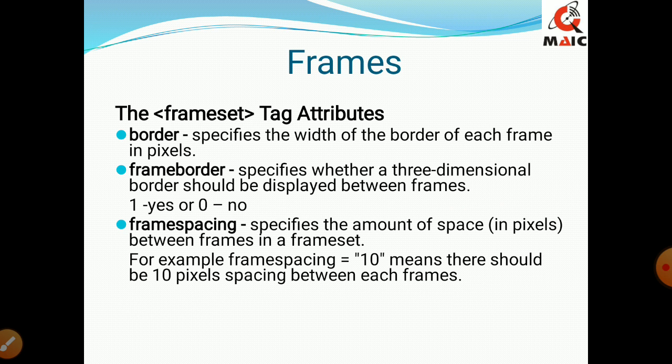Now other attributes which are used in the frameset are border, which specifies the border of each frame in pixels. Frameborder, if we need the frame to have a 3-dimensional border, then we can use it as 1, which signifies yes, and 0 for no. Now frame spacing, what does it mean? The amount of space between the frames in a frameset. If we give it as 10, that means there will be 10 pixel spacing between the frames.